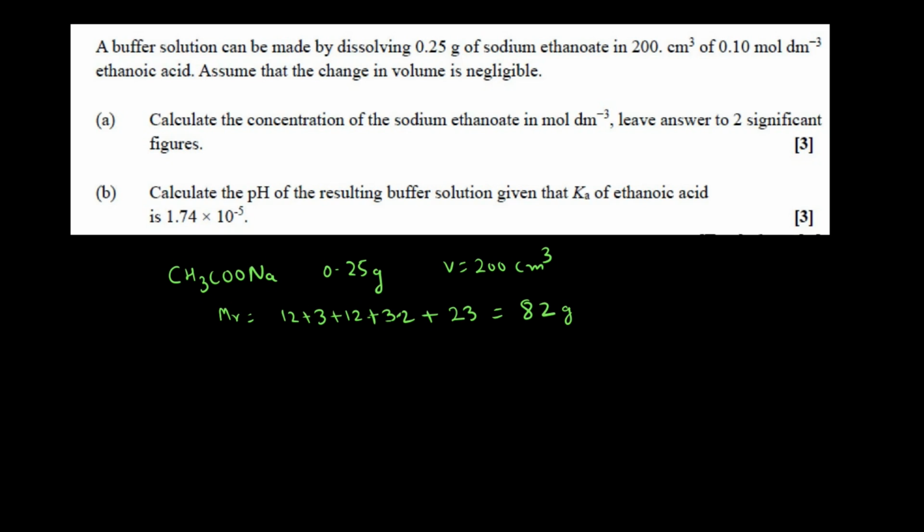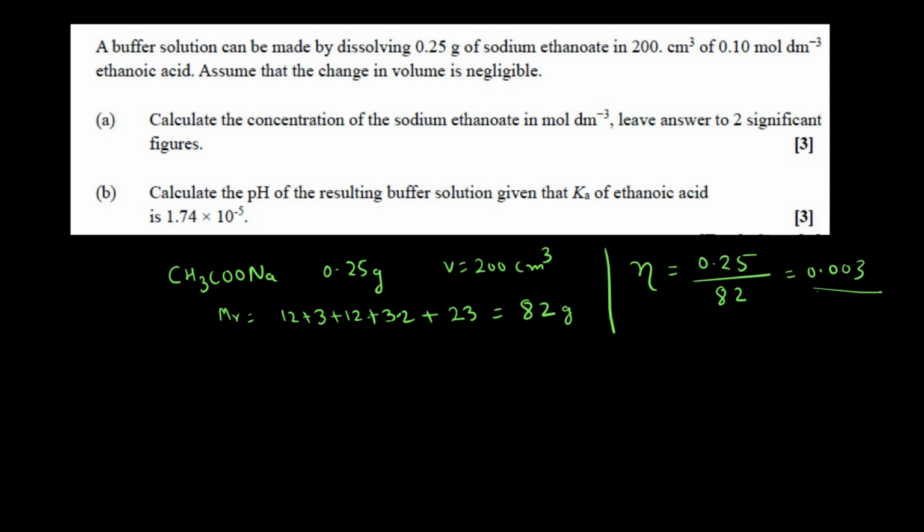Now in order to find the moles of sodium acetate, it will be mass 0.25 divided by molar mass, so this comes out to be 0.003. Let me check again. This comes out to be 0.25 divided by 82, 0.003. So this is the moles.